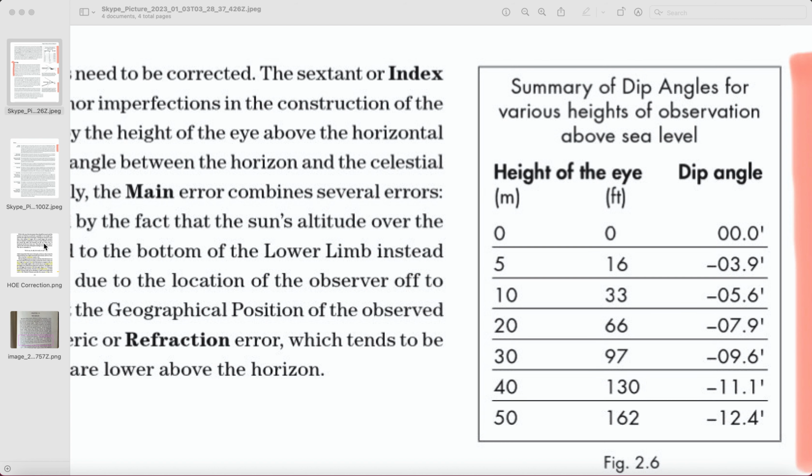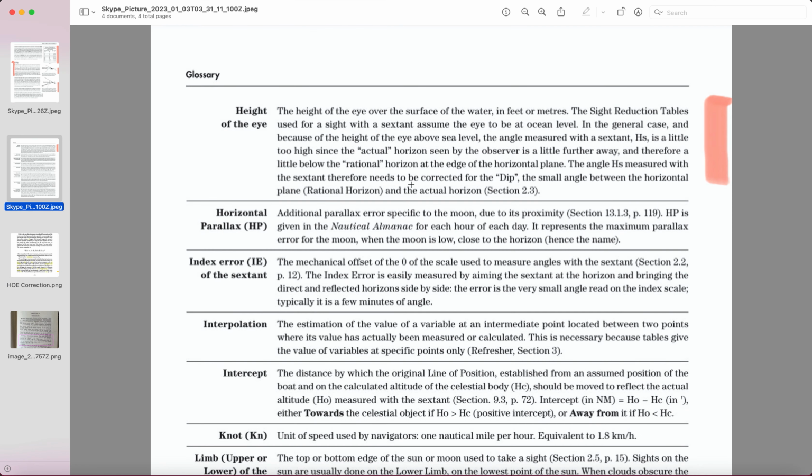So if we come down here, height of the eye. The height of the eye over the surface of the water in feet or meters. The sight reduction tables used for a sight with a sextant assume the height to be at ocean level. Ocean level. Level is horizontal. In the general case, and because of the height of the eye above sea level, the angle measured with a sextant HS is a little too high since the actual horizon seen by the observer is a little further away and therefore a little below the rational horizon at the edge of the horizontal plane. So that's what they're talking about there.